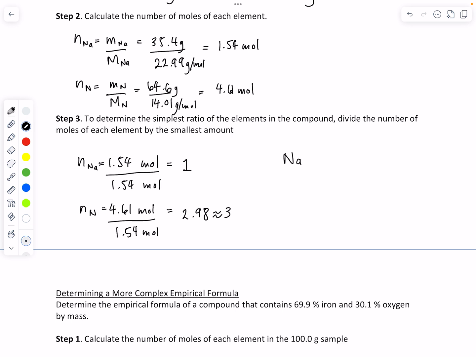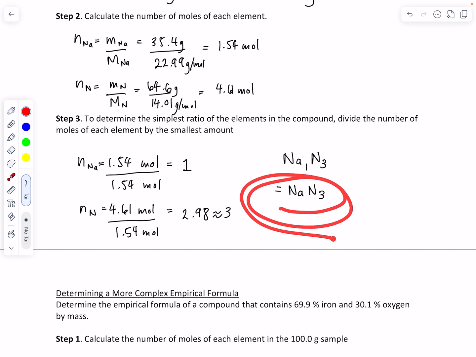If we know there is a mole ratio of 1 sodium to 3 nitrogen, then we can say that the empirical formula is NaN3. Remember, when we're writing formulas, we don't have to write the subscript 1, it's implied. So the empirical formula is NaN3.